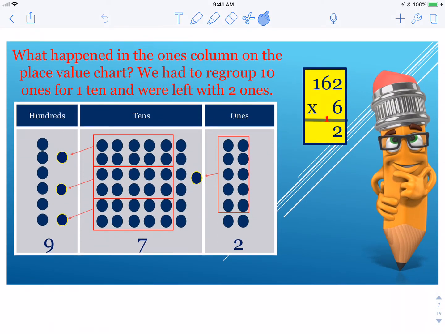So what happened in the ones column on the place value chart? We had to regroup 10 ones for 1 ten, and we were left with 2 ones. So we see we had to push 1 over. That means we got rid of this group, and now we have 2 ones. So if you look over here, for standard algorithm, we left our 2 in the ones. See that? We left our 2 in the ones. And then we carried the 1. See that? We carried the 1. It's on the line now.